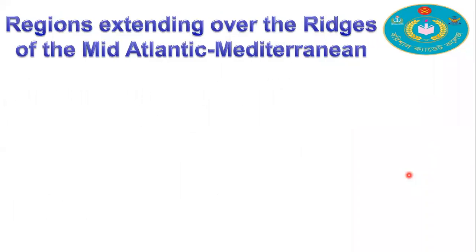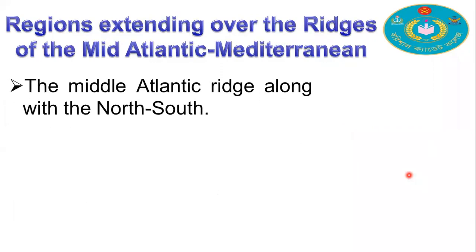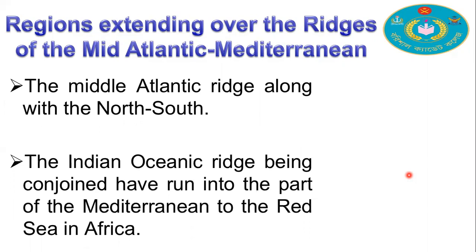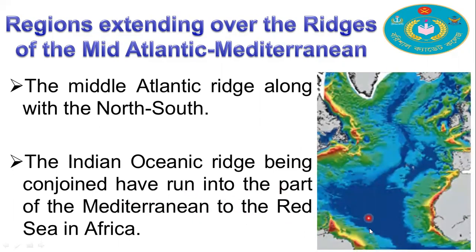The third region extends over the ridges of the mid-Atlantic and Mediterranean. The mid-Atlantic ridge runs along the north with the north-south direction. The Indian Oceanic ridge, being conjoined, has run into the part of the Mediterranean to the Red Sea in Africa. You can see the figure here. These regions are the mid-Atlantic and Mediterranean Sea here.